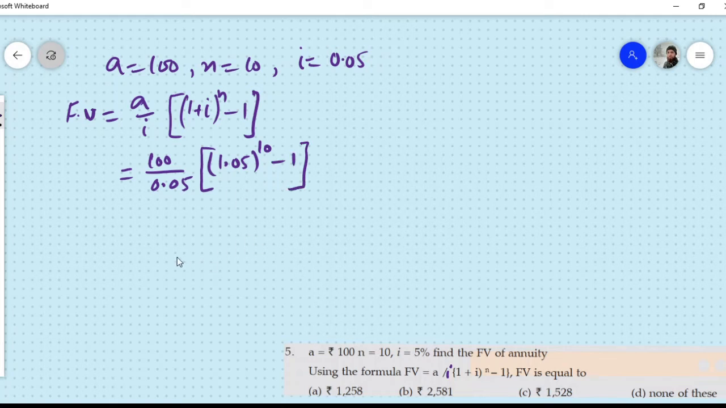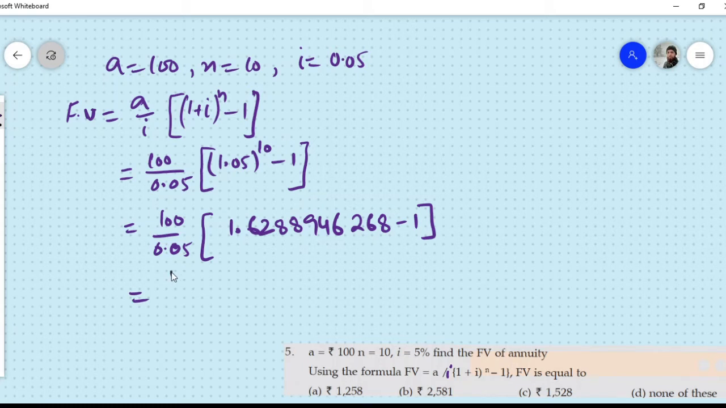Then we have to find the values of these. 1.05 powered by 10 is equal to 1.6288946268. Further it is subtracted by 1, which is further equal to 100 divided by 0.05. But remember, when you are solving this on a calculator, you have to do it in such a way that when you calculate this value, you subtract 1 at that time, then divide by 0.05 and multiply by 100. So your calculation should be brief.